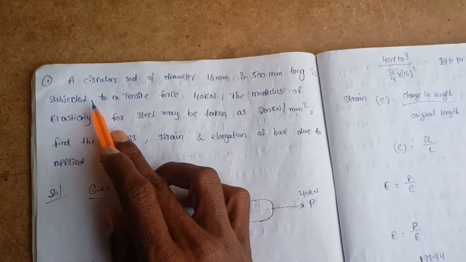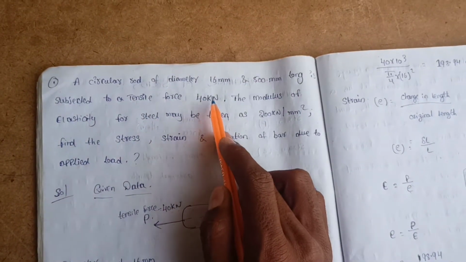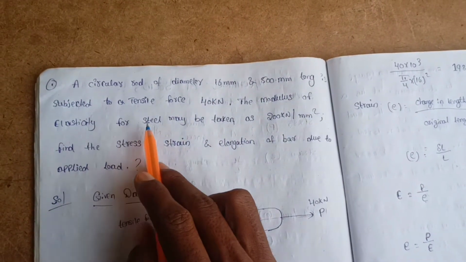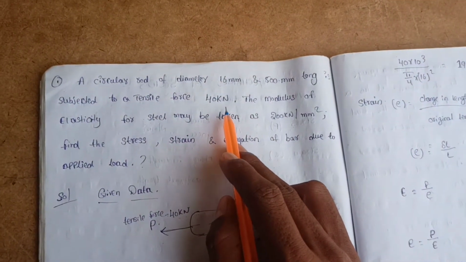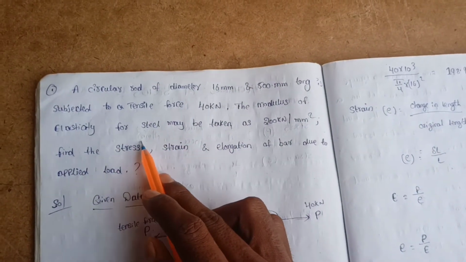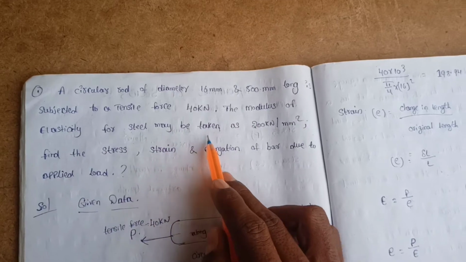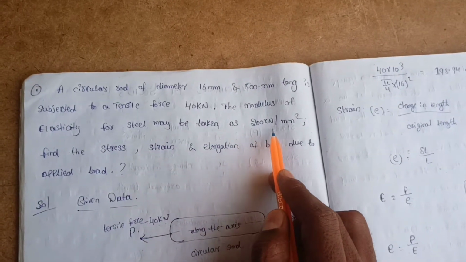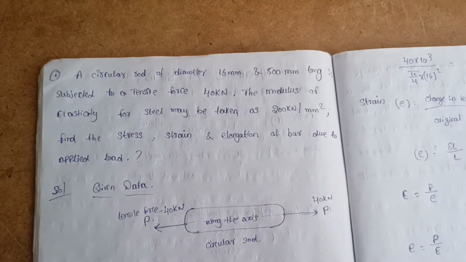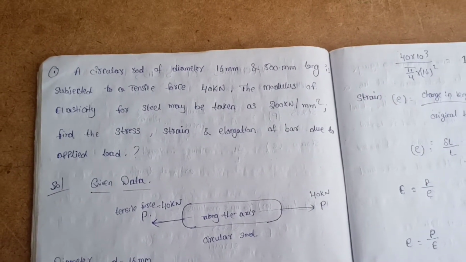A circular rod of diameter 16 mm and 500 mm long is subjected to a tensile force of 40 kilonewtons. The modulus of elasticity for the steel, as they mentioned the steel here, may be taken as 200 kilonewtons per mm square. Find the stress, strain and elongation of the bar due to the applied force.